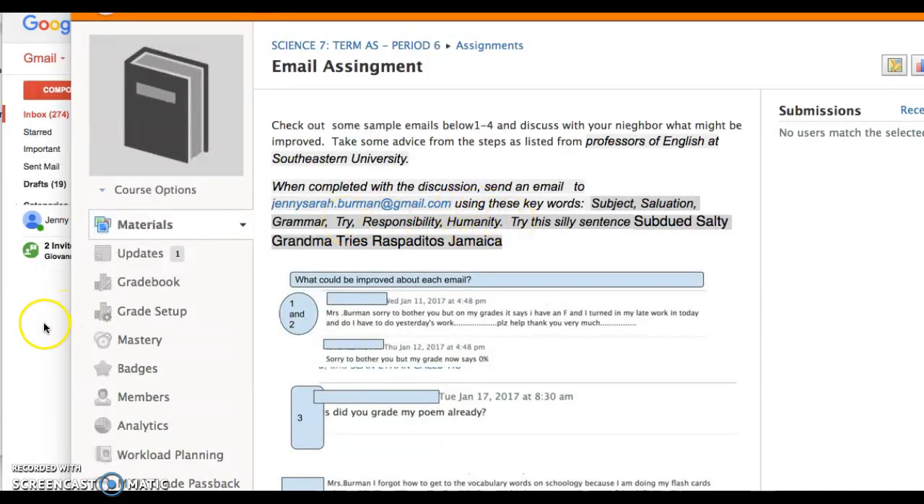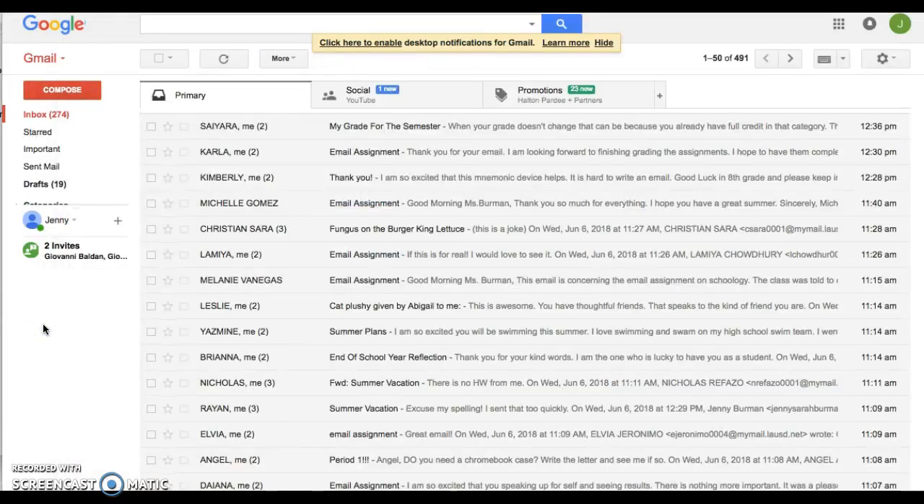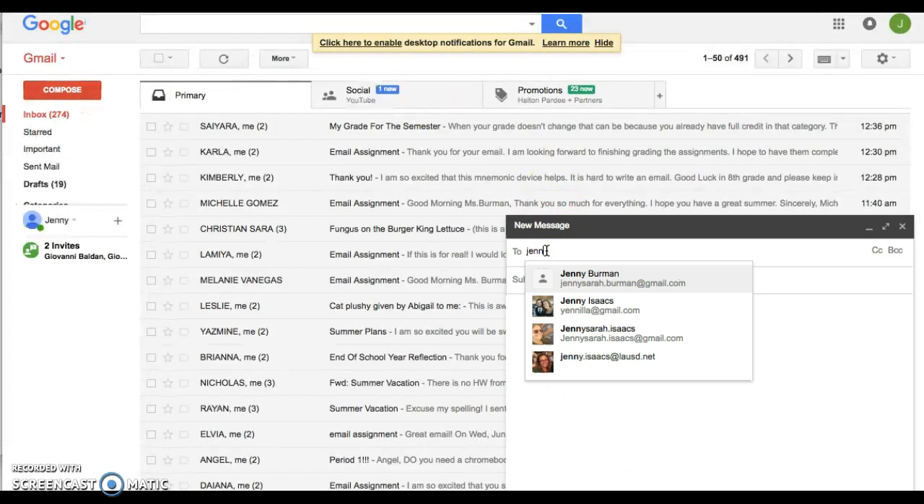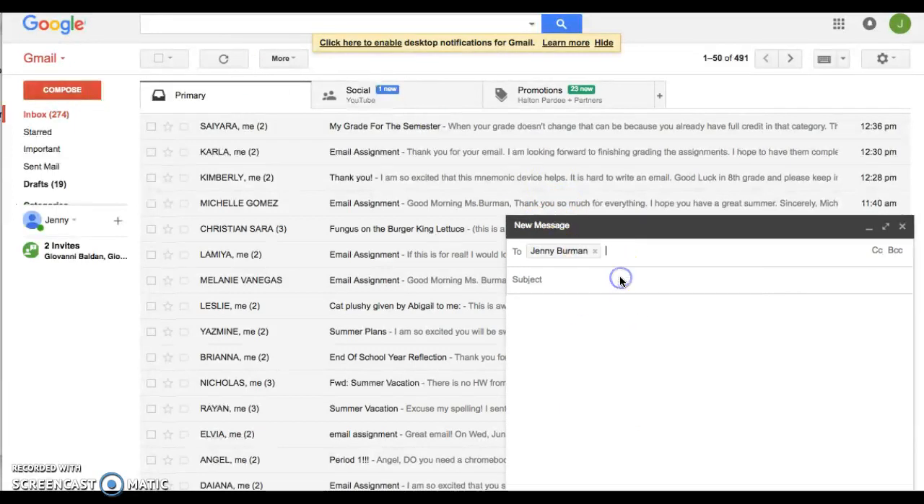So now let's go to Google and we will begin composing our email. So here's your main page. In order to start an email, you're going to press the red button, compose, and you're going to address it to the person who you would like to send an email to. It has to be an email address, it can't just be their name. Then we're going to add a subject line. And continue with our email.